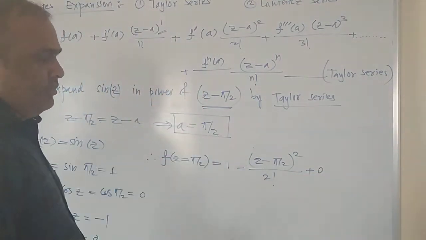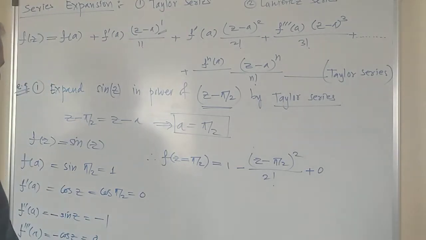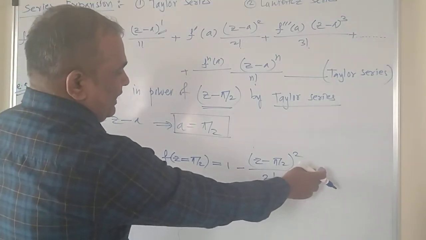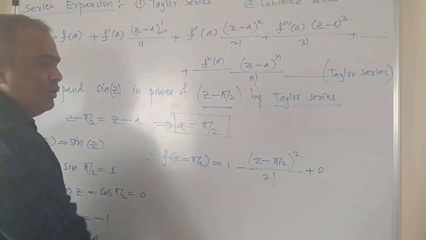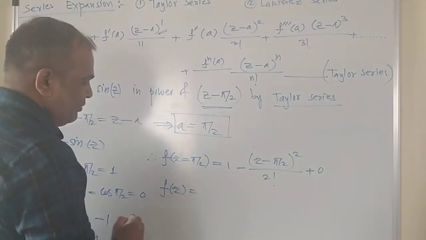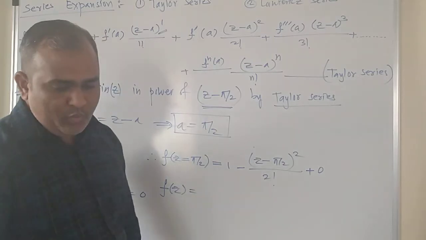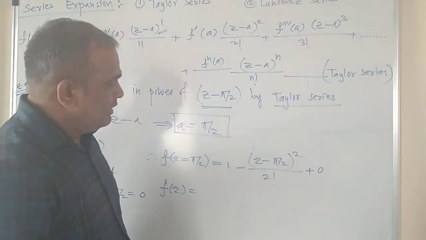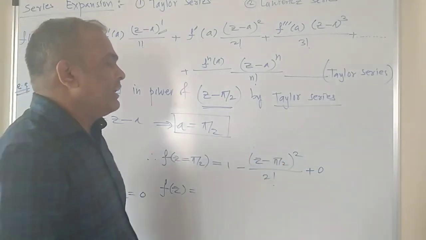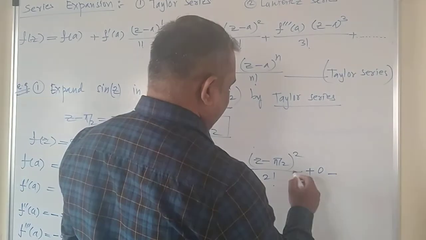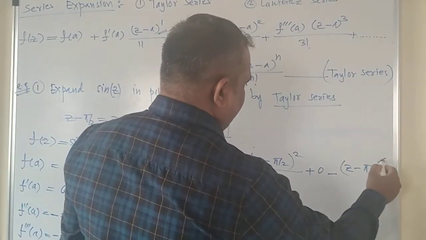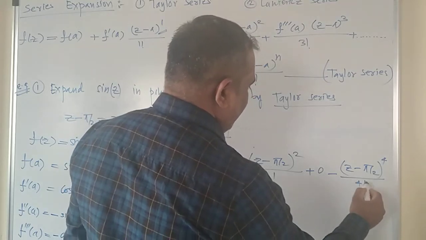Similarly, you can find out the next terms, right? At least you should go for the calculation of the first 3-4 terms, but unfortunately the second and third terms come out to be 0, so you will be left with only this. So the series expansion around the given point is f of z equals 1 minus (z minus pi by 2) squared divided by 2 factorial. Similarly, you can write the next terms also. The next term will be negative, (z minus pi by 2) to the power 4 divided by 4 factorial.